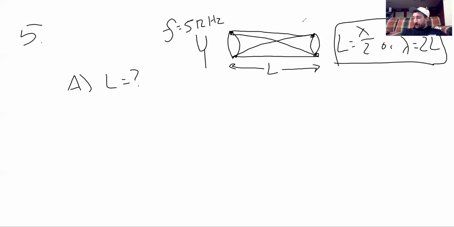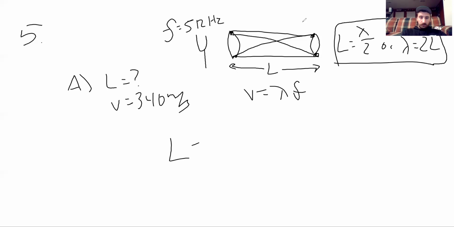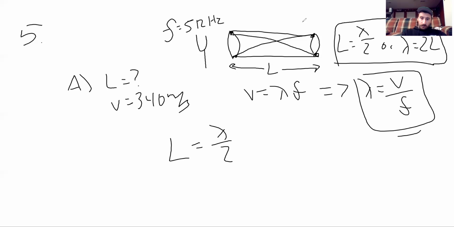It says the speed of sound, so I know the velocity of sound in this medium is 340 meters per second. All right. The last equation we need is velocity is equal to lambda times frequency. So for the length of the tube, I can just plug in here. I need to plug in for lambda. So I solve this for lambda. I get lambda equals velocity over frequency. Plug that in there.